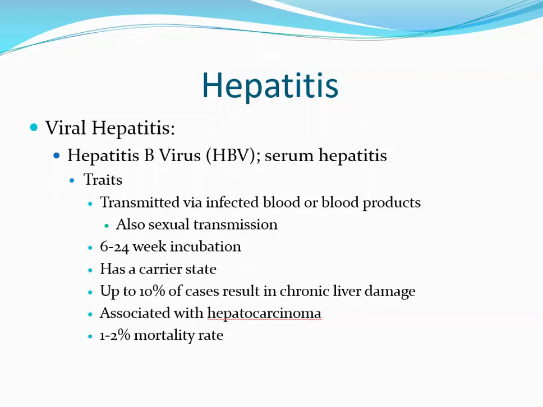Hepatitis B virus causes serum hepatitis. This form of hepatitis is transmitted via infected blood or blood products, as well as sexual transmission. It has a 6 to 24 week incubation period. This form has a carrier state, which we will talk about in just a moment. Up to 10% of the cases of hepatitis B will result in chronic liver damage. There is an association with liver cancer, and this form has a 1 to 2% mortality rate.